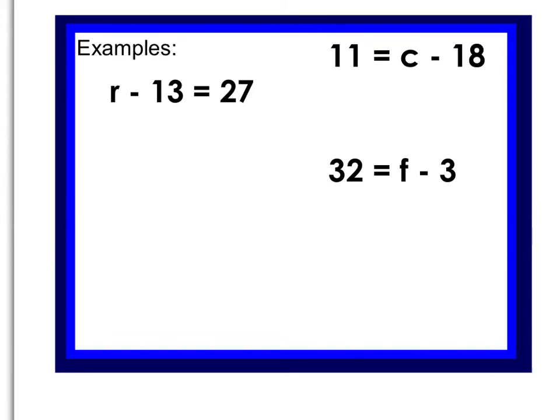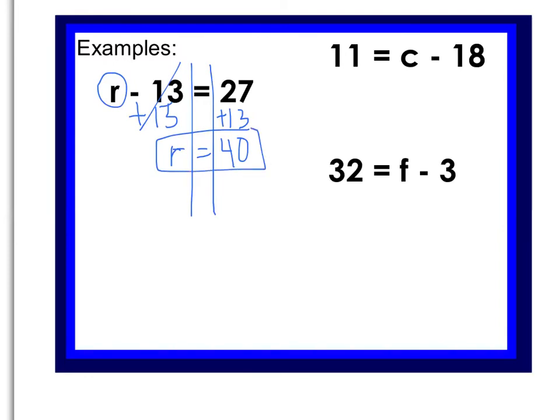All right, so I'm going to start with my train tracks. And I'm going to do the opposite of what I see is happening to the R. So I see that it's subtracting 13, so I'm going to do the opposite, and I'm going to add 13 to both sides. Okay? So when I add 13, on the left-hand side, they cancel out. When I add 13 on the right-hand side, I get 40.